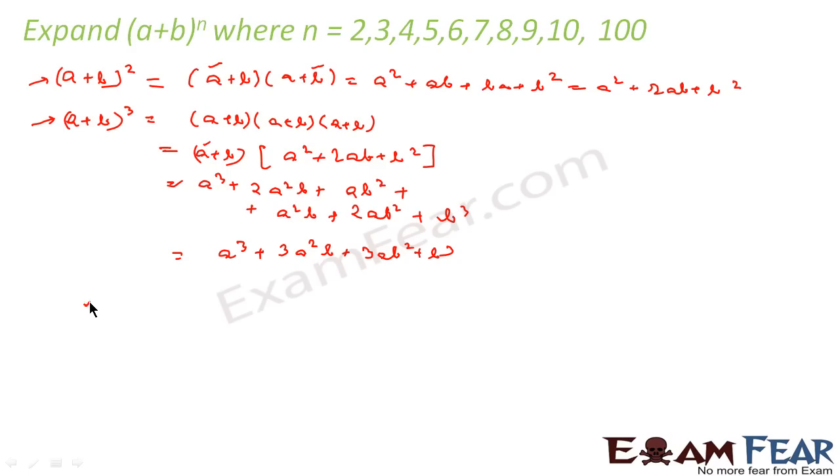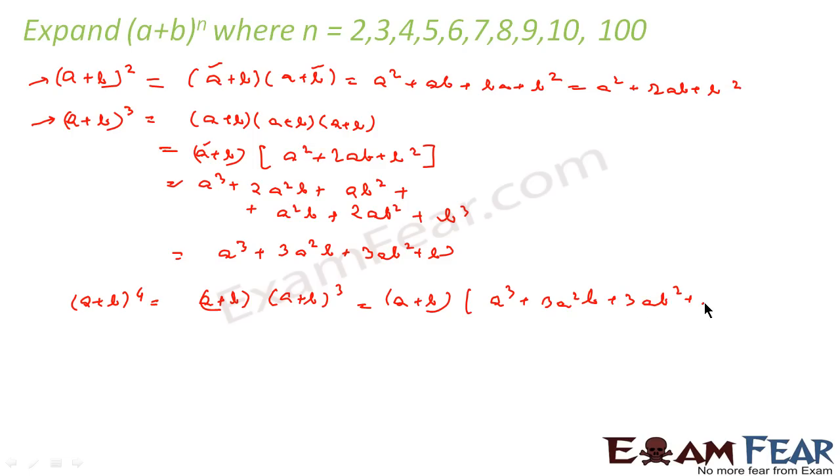If we continue this, if you want to solve (a plus b) to the power 4, this will be more complex. We have to first find (a plus b) whole cube, and then multiply (a plus b) with this. So we get (a plus b) into (a plus b) whole cube, which we already found. We'll use it here: a cube plus 3a square b plus 3ab square plus b cube.